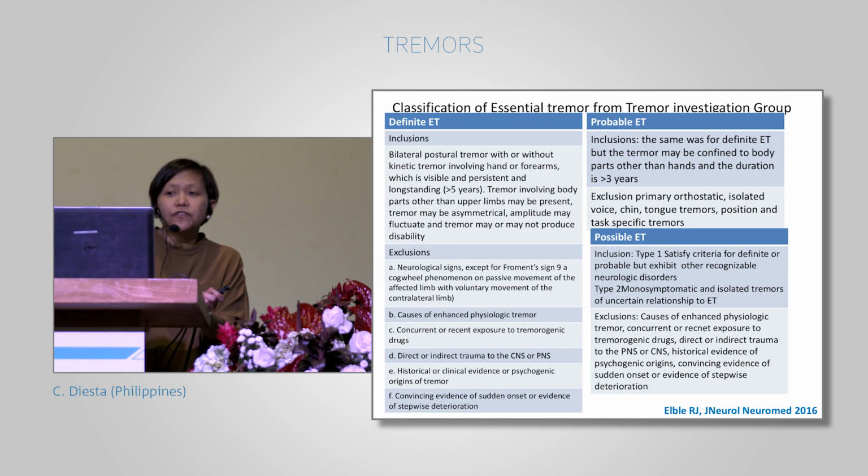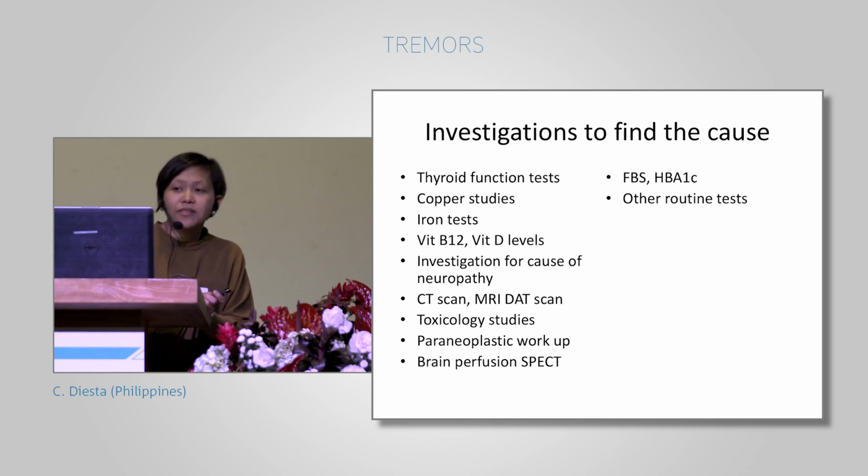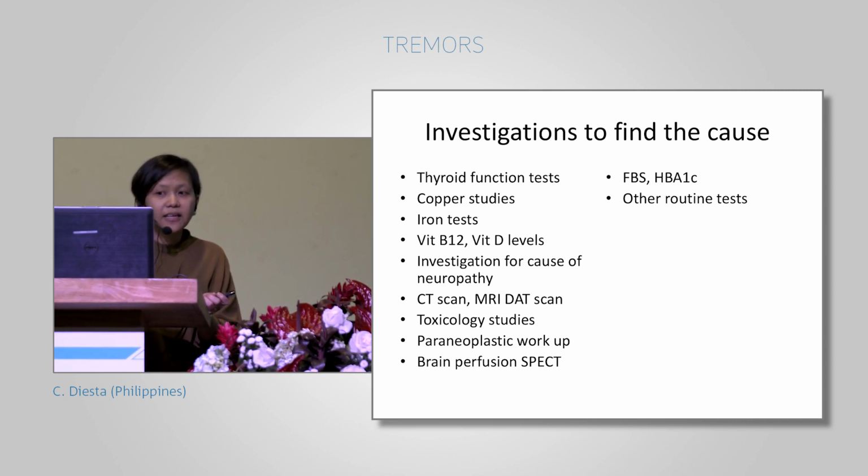So this is a classification of essential tremor from the Tremor Investigation Group, outlining to us the inclusion and exclusion criteria for us to make a diagnosis of a definite, probable, or possible essential tremor. So this includes the following investigations to look for the cause, outside of the routine tests that we do. Make sure to ask for a thyroid function test. I've always emphasized that we should have a very low threshold for copper studies. Iron tests. A lot of elderly out there would have difficulties with iron absorption. Make sure to ask for vitamin B12 levels or vitamin D level.